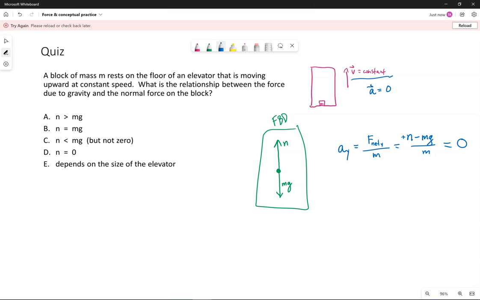So the normal force needs to balance out mg. Solving this right here shows us this. But just conceptually, recognizing that the acceleration is 0 is what allows us to know that we need to balance those forces in the y direction. So in this particular case, the normal force will equal mg.